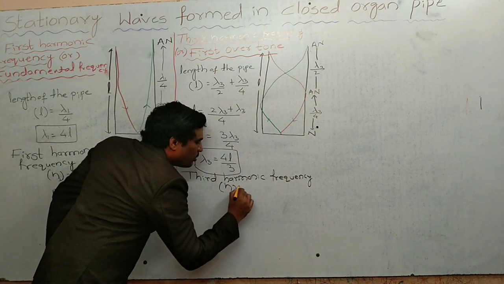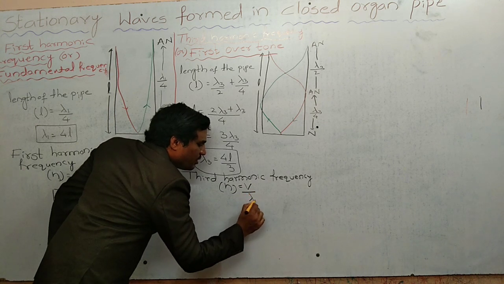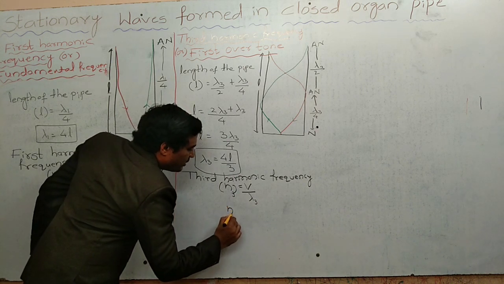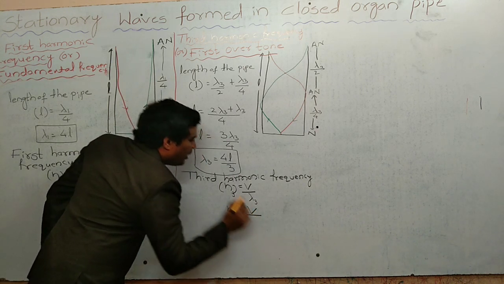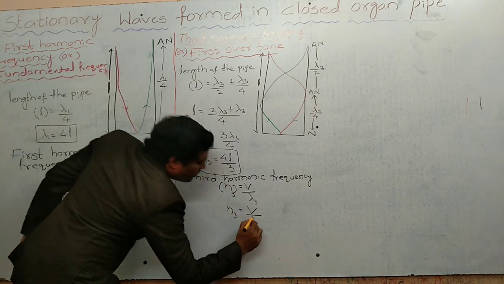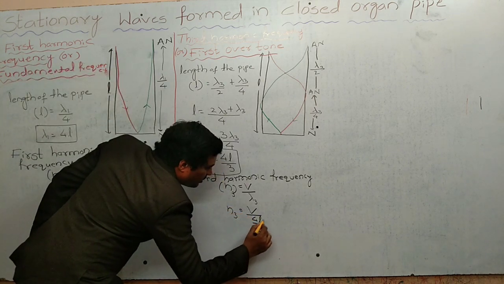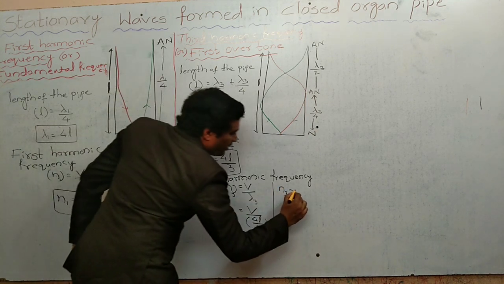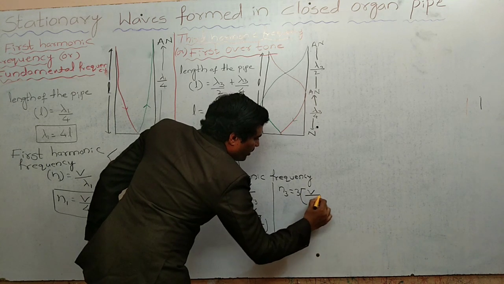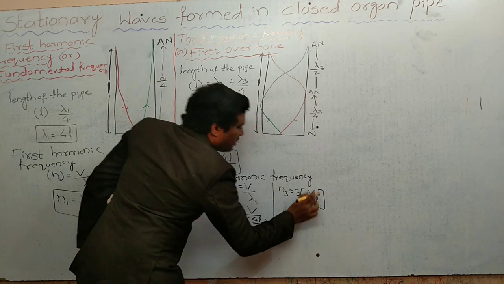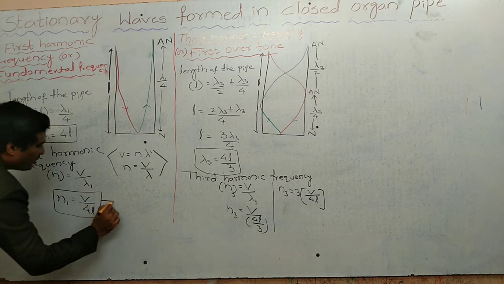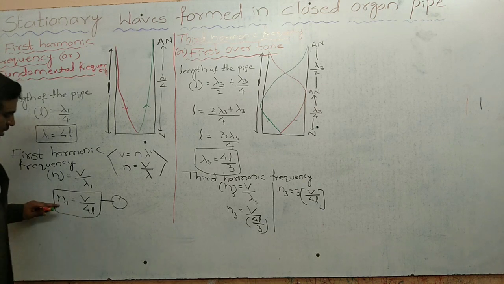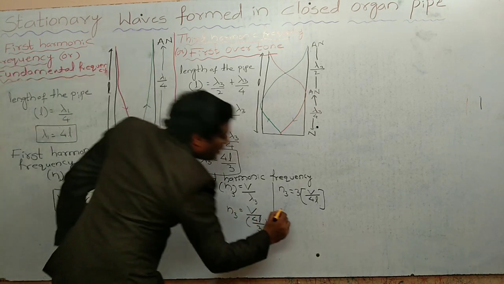N3 equals V by lambda 3. Now N3 equals V by lambda 3 value. It is 4L by 3. So N3 equals, reversing it, 3V by 4L. V by 4L value from equation 1 is nothing but the first harmonic frequency or fundamental frequency.